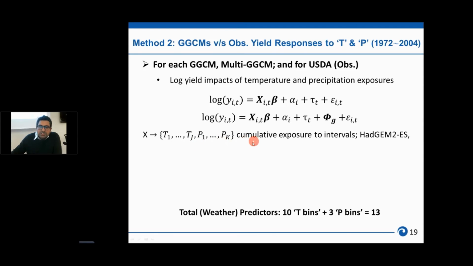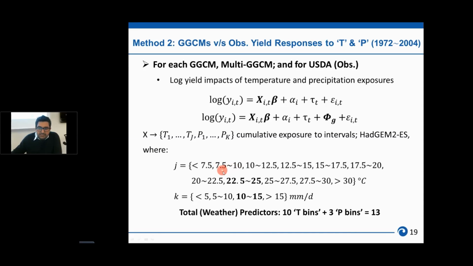We look at the cumulative exposure to intervals, which is the temperatures and precipitation as bins coming from the HadGEM model. And these bins are defined as the intervals between typically 2.5 degrees temperature and 5 degrees intervals of precipitation. So we end up having 10 temperature bins and 3 precipitation bins, so a total of 13 predictor variables, in addition to the fixed effect and a time dummy, capturing the time varying characteristics.